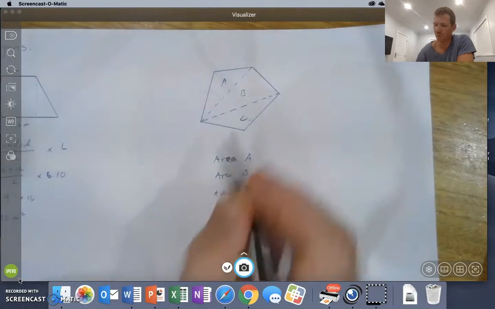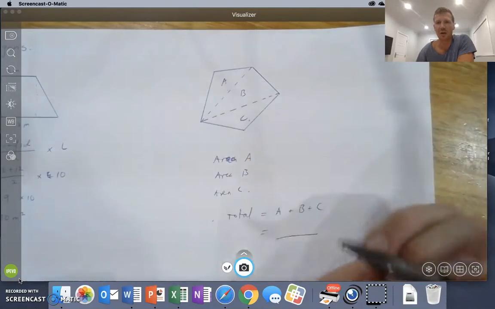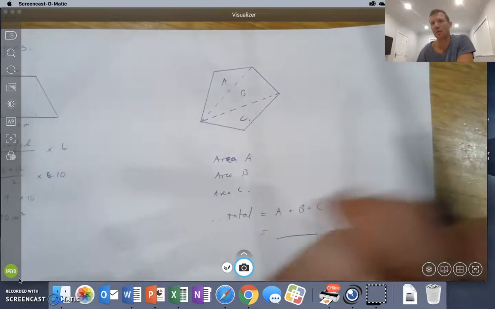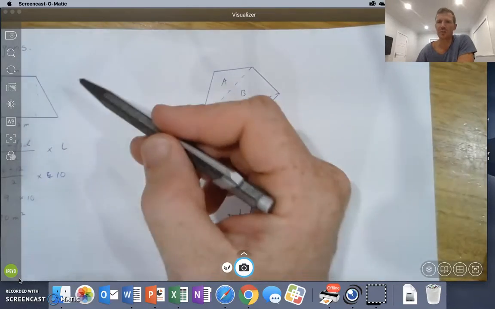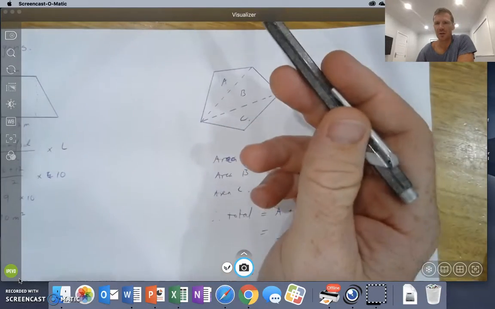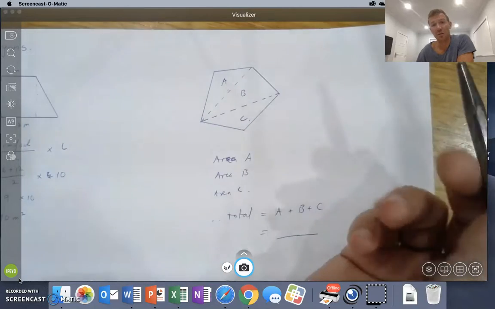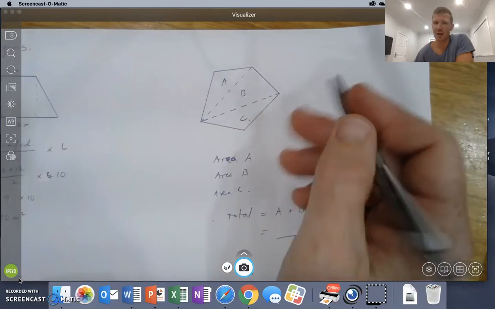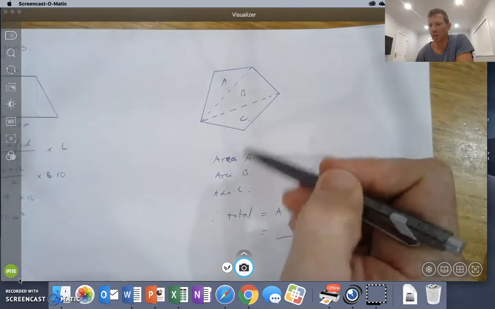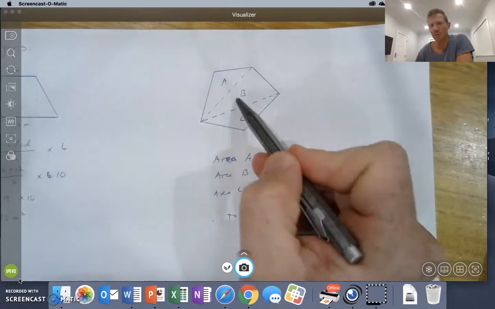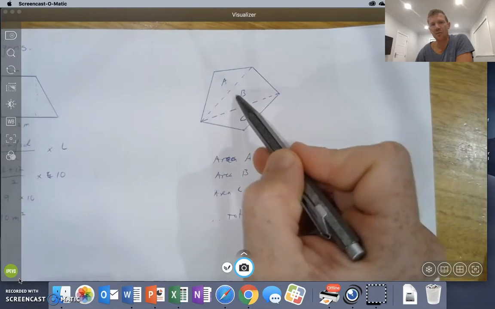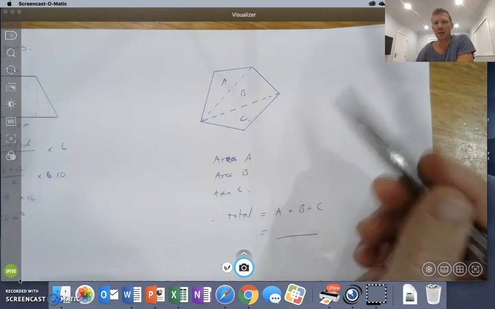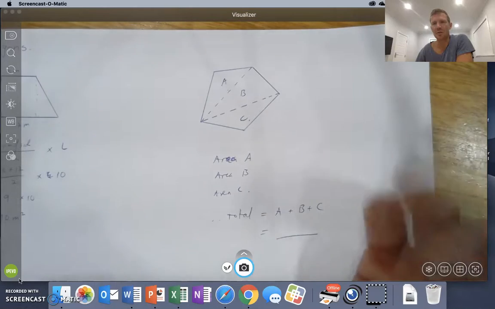I won't go through an example with that because if you go look at the other videos on how to use Pythagoras to determine the perpendicular height, how to use the sine ratio, the simplified sine ratio, which might save you a step, or using Heron, you can use those to calculate the individual areas for these 3 triangles. Once you've done that, you add them together, and that's your total.